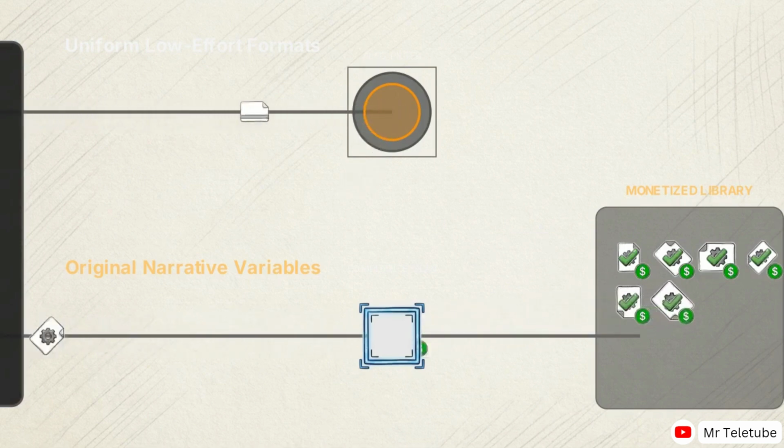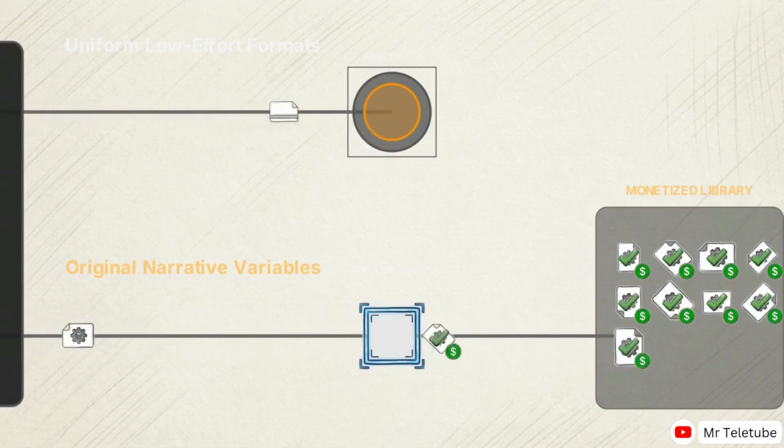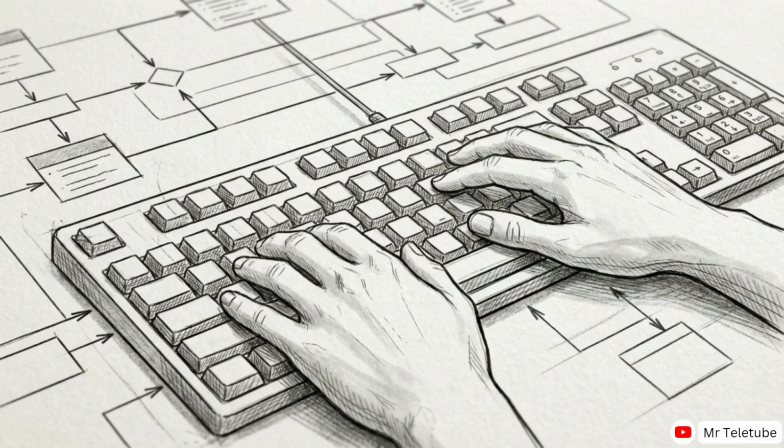Embedding detailed narrative variables directly into your prompt acts as a signal of original work, which protects your channel status within the monetization system. Original, layered scripting is a mandatory technical requirement for any channel relying on automated generation.